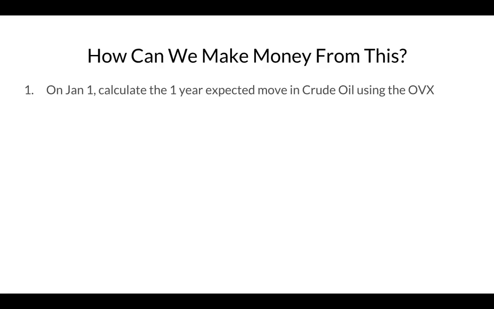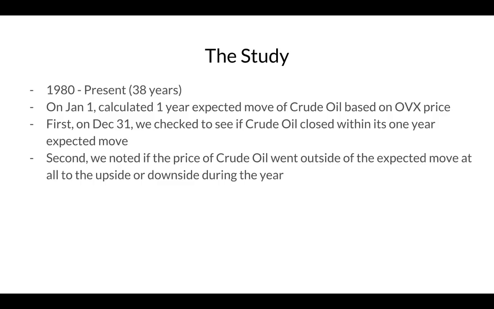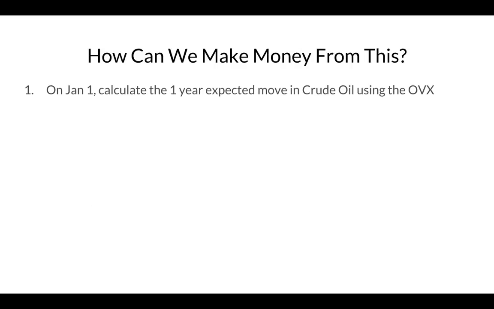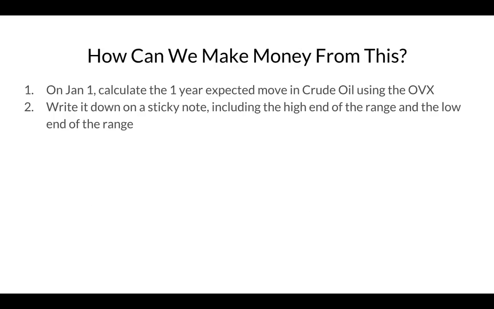The first thing we could do is every January 1st, beginning of every single year, we'll calculate the 1-year expected move in crude oil using OVX. Again, exactly how we did it in this slide right here. Very, very straightforward, very, very easy. So that's kind of the first thing we could do. And the second thing we can do is we can plot it on our chart just like I did, or we can go ahead and put sticky notes on our computer or whatever it is for the high end of the range and the low end of the range.